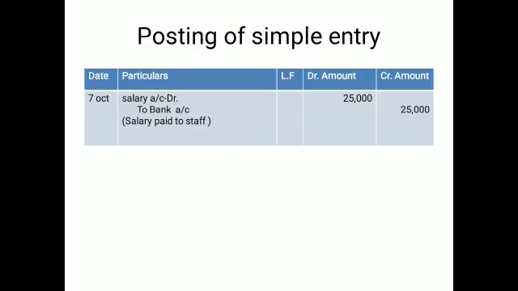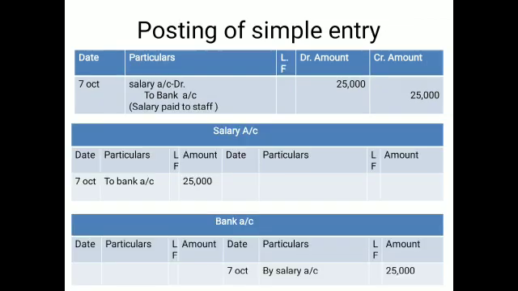A simple entry has been given here to show how to post. Salary account debit to bank account. First you have to think about the entry. Here you can open two accounts: one is the salary account and the second is the bank account. You may see here I am putting this into posting. First, the journal entry is the same: salary account debit to bank. How will you put it when you are preparing the accounts? The salary account is opened with the format and the bank account is opened with the format.